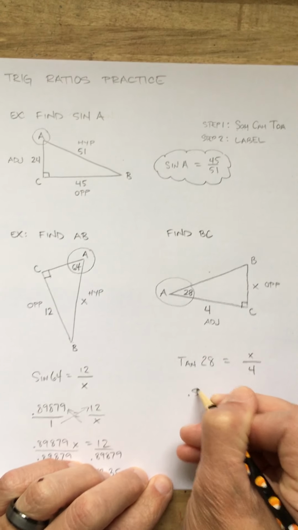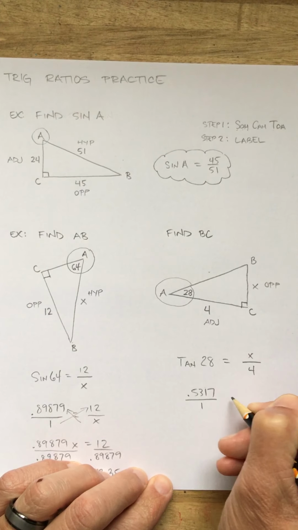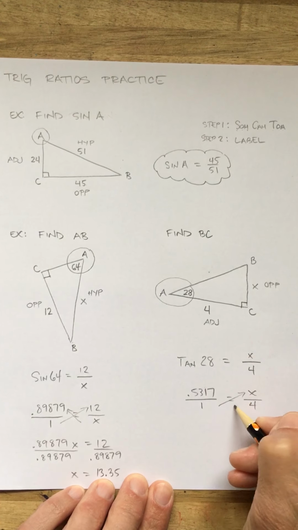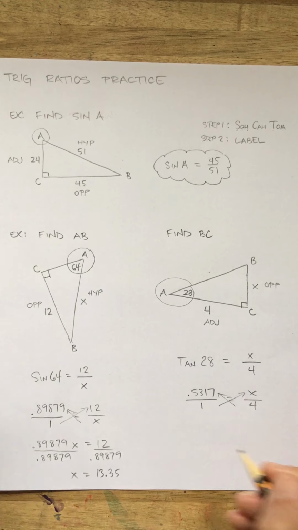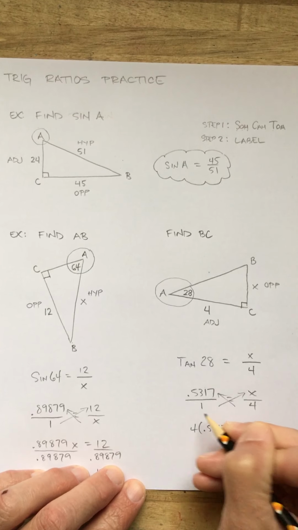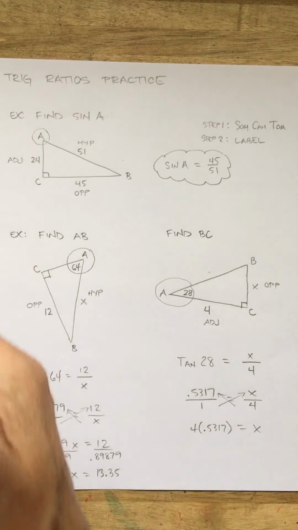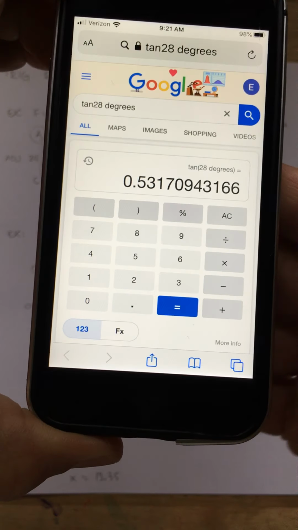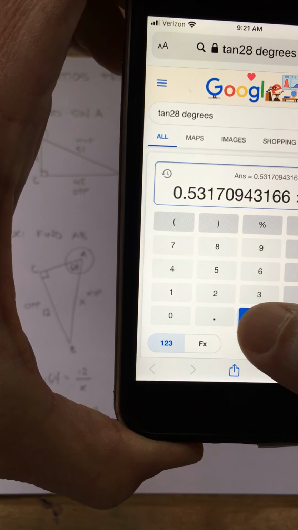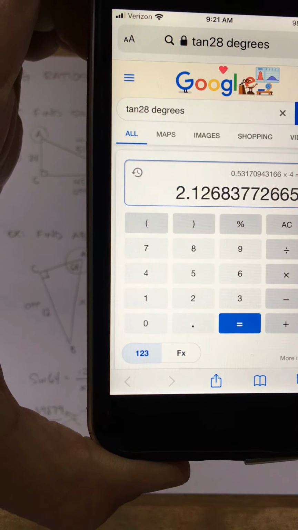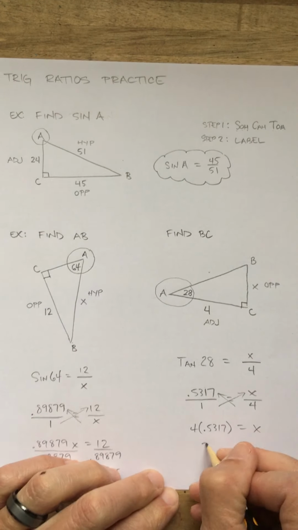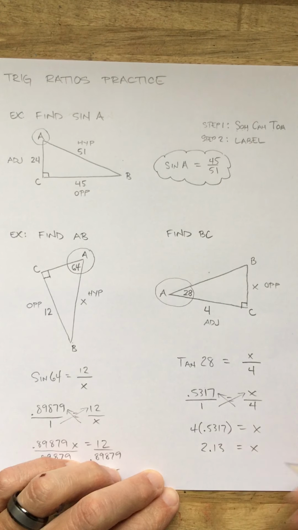0.5317, always over 1, equals x over 4. Okay, cross multiply. So we get 4 times 0.5317 equals 1 times x is x. So now just multiply them. Here we go, 0.5317 times 4 equals 2.1, I'm going to round it to 3, 2.13, okay? So I get 2.13 equals x.